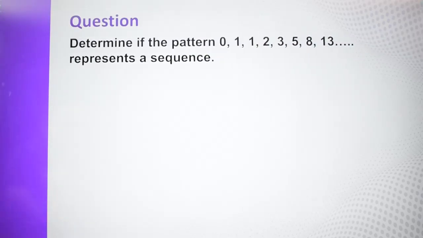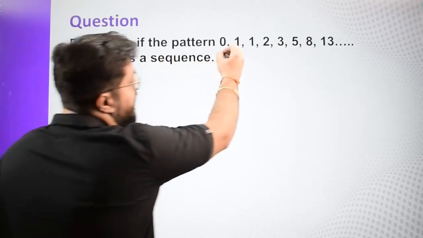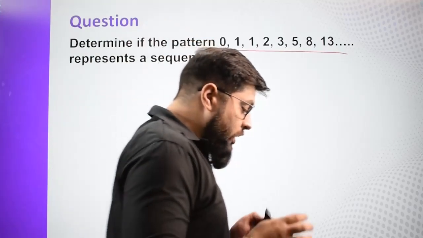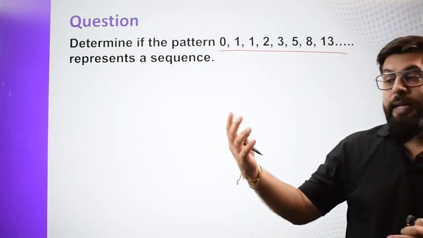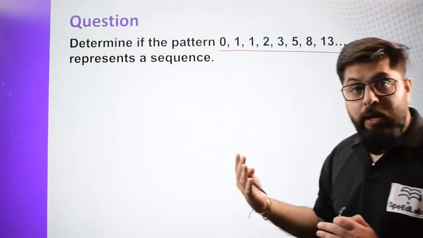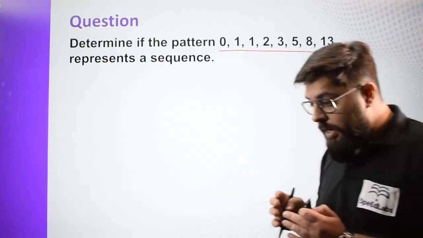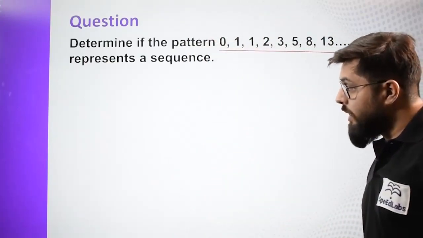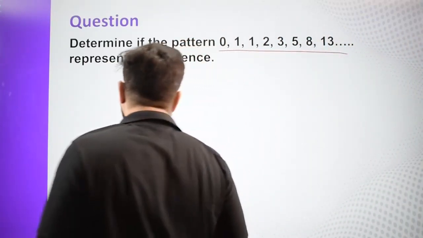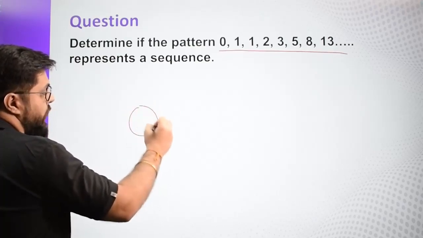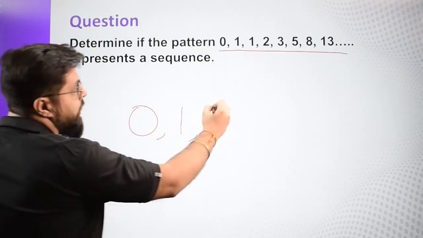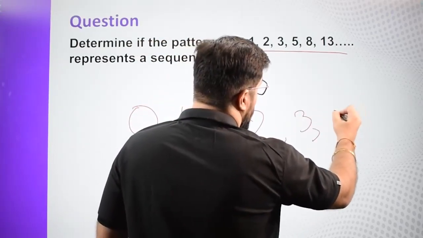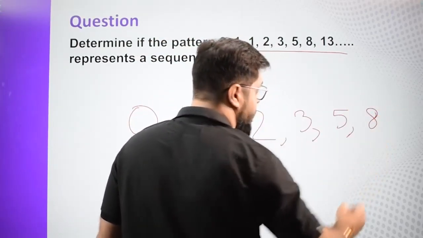Now we are asked to determine if this pattern represents a sequence or not. So what is a sequence? Again, a sequence must follow a particular order. So is it following a particular order? Let's see whether this follows any particular order. Our first term is 0, then we have 1, then 1, then 2, 3, 5, 8.